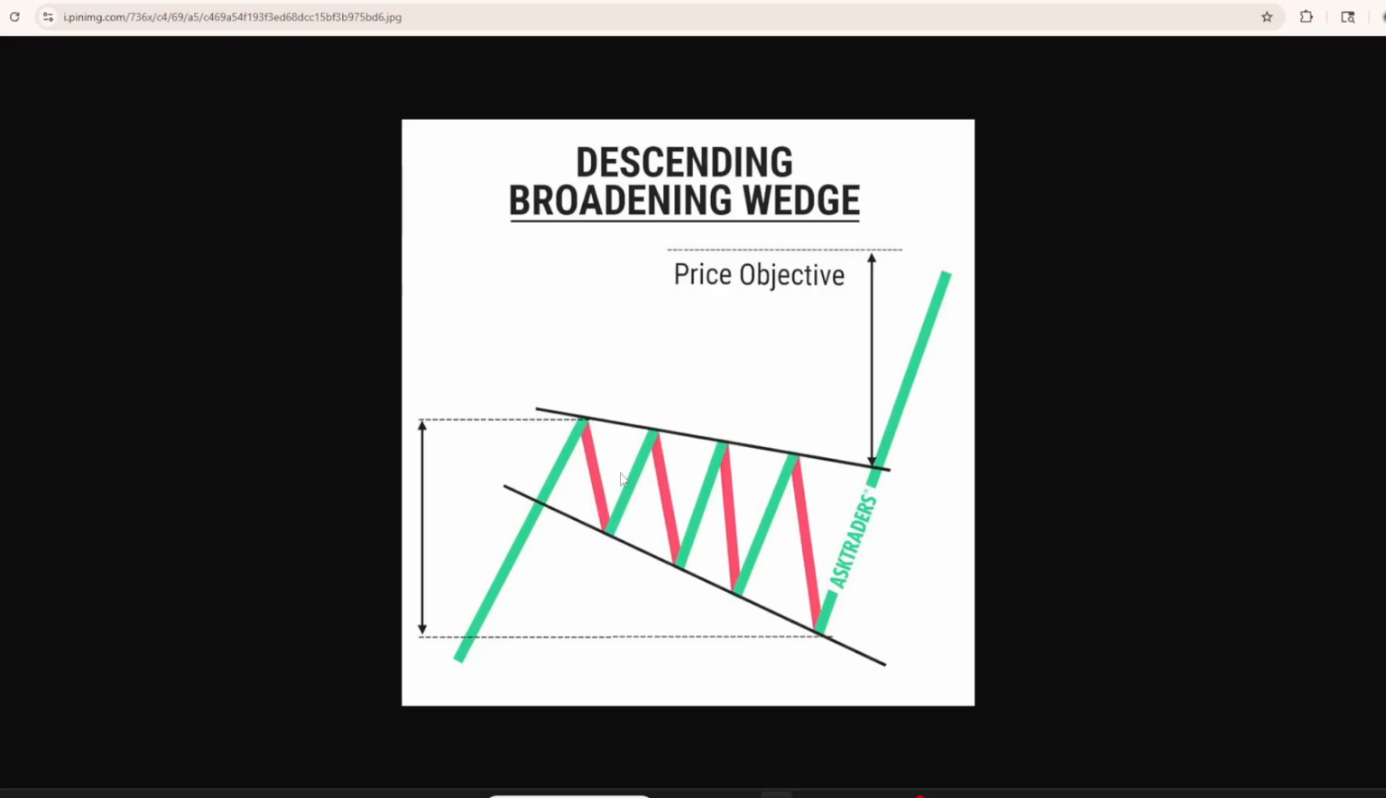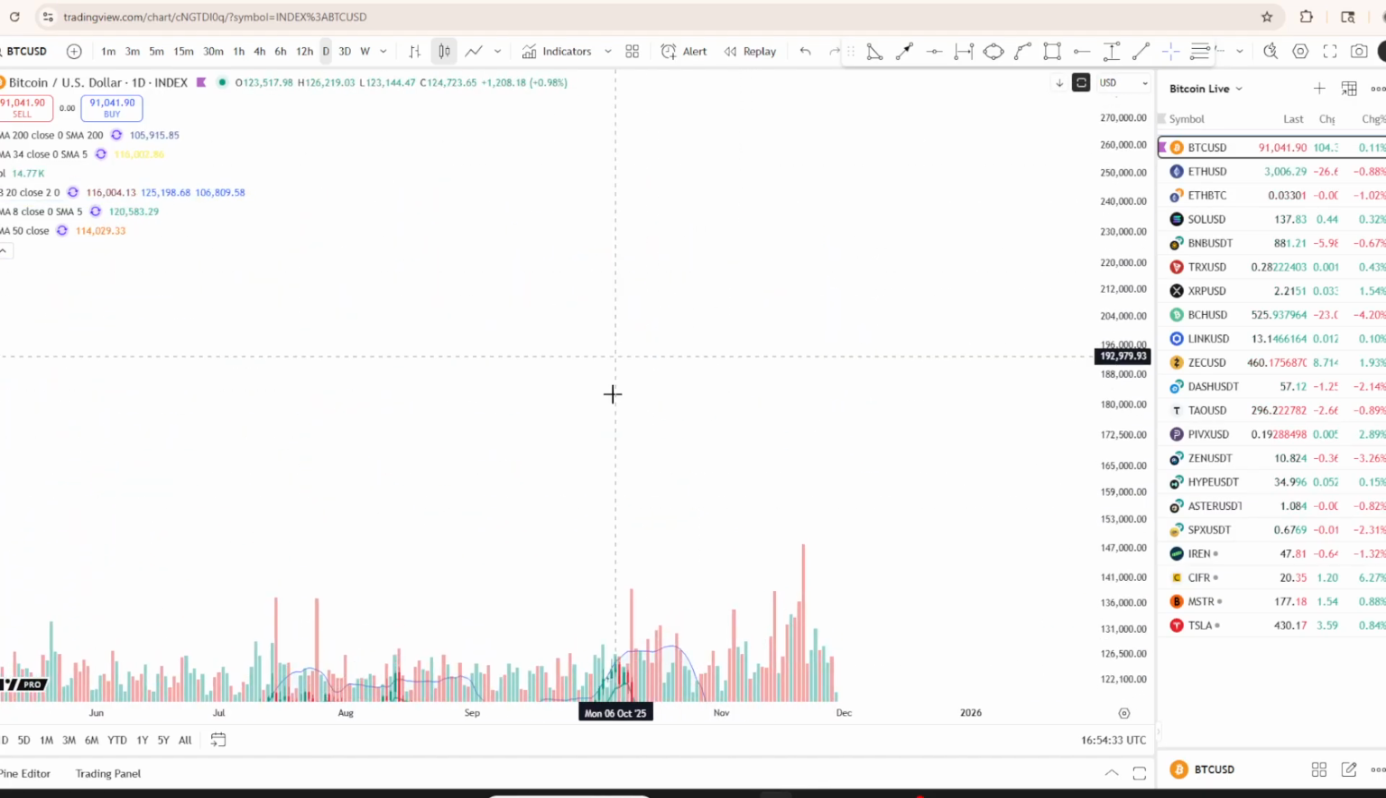Here's another example of the descending broadening wedge. That's a continuation pattern. In this case, it almost looks like a bull flag. But it's really the fact that the trend lines, instead of moving in parallel like the bull flag, are moving apart. So let's draw a potential example.